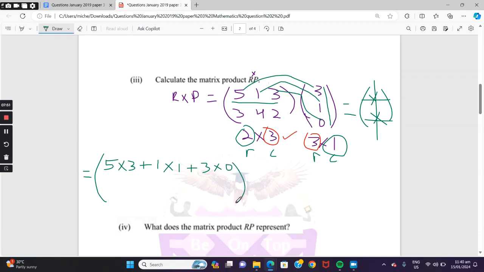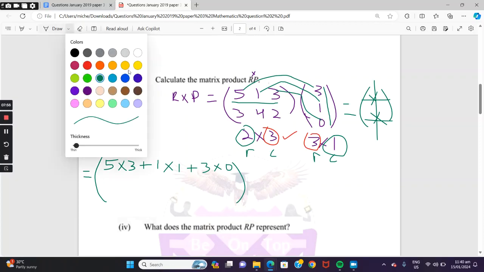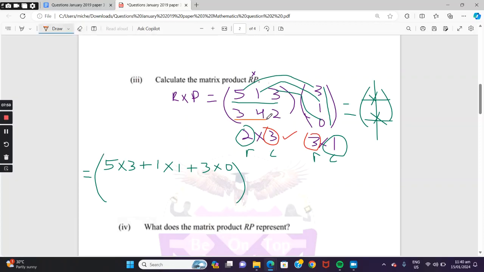And you close the brackets. Change the color here. So then the second row by the only column. Again, first number by the first number: 3, multiply by 3. Add 4 multiply by 1. Add 2 by 0. So let me double check, make sure I have the correct figures.